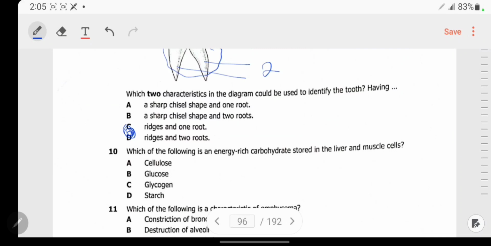Let's look at question 10. It says: which of the following is an energy-rich carbohydrate stored in the liver and muscle tissue? Many of you might think that it's glucose, which is not correct. Glucose is not a storage form. It is a monosaccharide, so glucose has to be converted into an insoluble form. The liver and the muscle cells are animal cells. The storage form of glucose in animals is glycogen. So the correct answer there is glycogen.